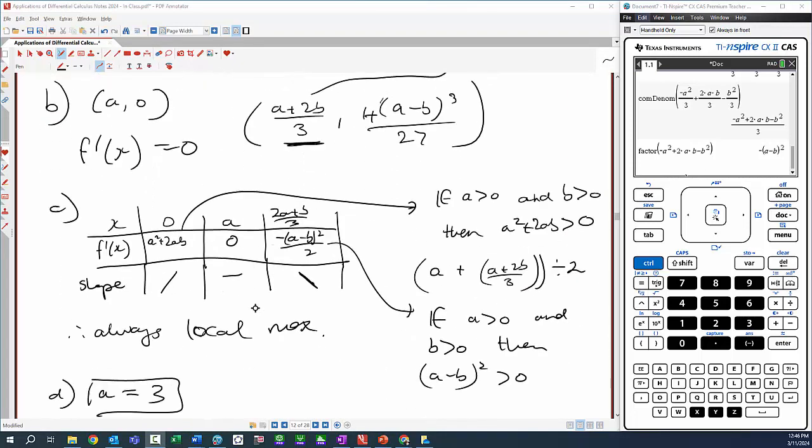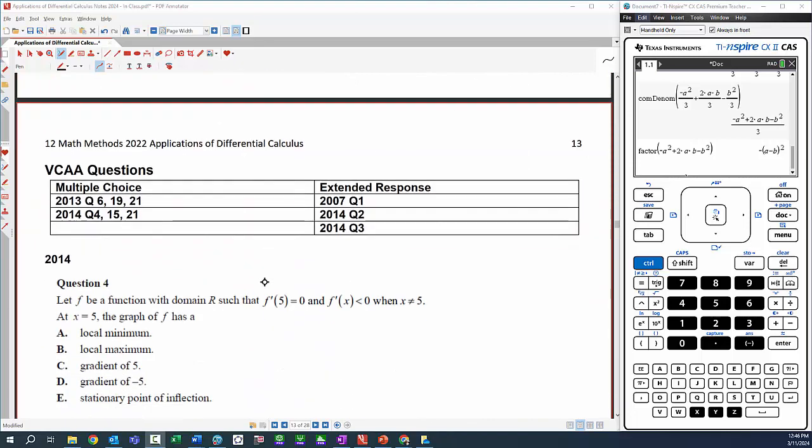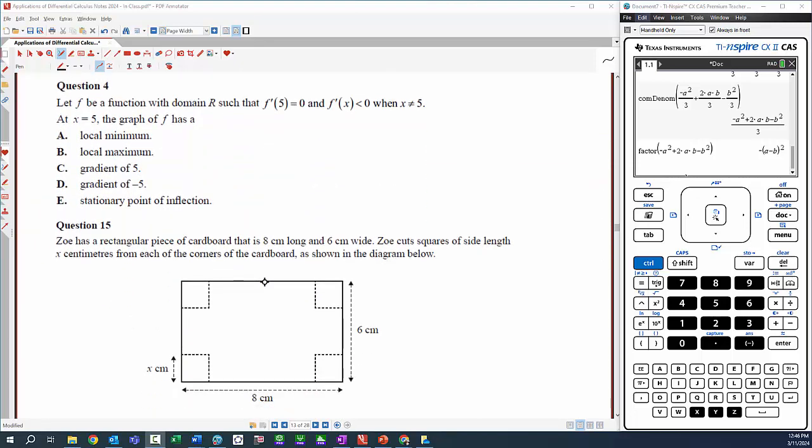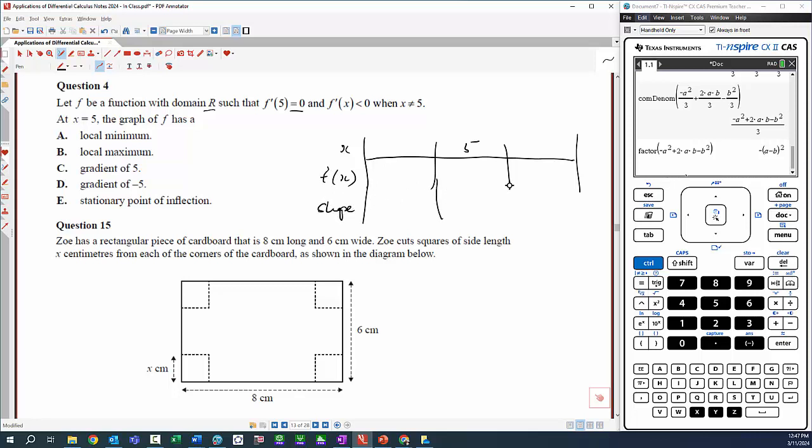Alright, let's finish this off with the last few VCAA questions over here. Okay, so this first one: let f be a function with a domain of the set of all real numbers such that f'(5) equals 0. So what that basically means is, again, if we were to draw one of these diagrams here, we've got the values of x that we're going to choose, which is 5, f'(x) and shape. We can now make a conclusion on what it's going to look like.